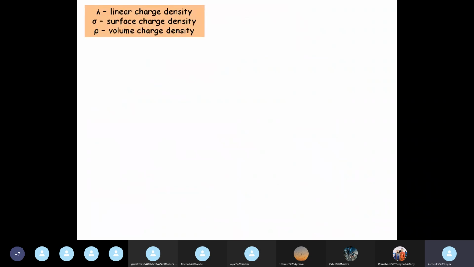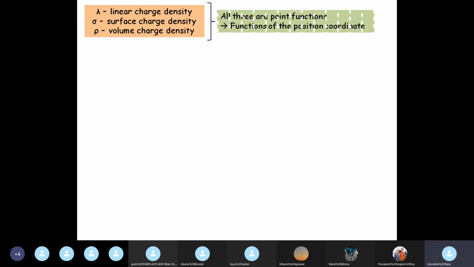Lambda will give you linear charge density, sigma will give you surface charge density, and rho will give you volume charge density. So these are the three symbols that you need to remember. Whenever in a problem you see the symbol lambda, you have to understand it is linear. Sigma means surface and rho means volume. Now remember that all three, lambda, sigma, and rho, are point functions, which means they are functions of the position coordinate. They will always be functions of the position coordinate r.